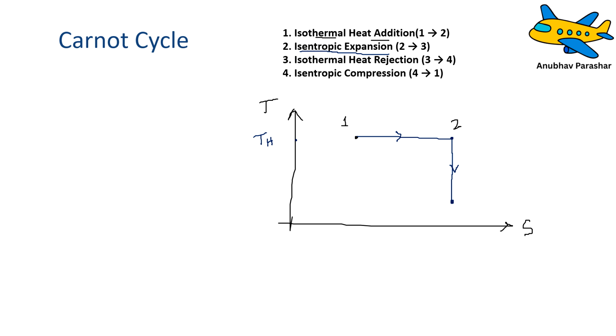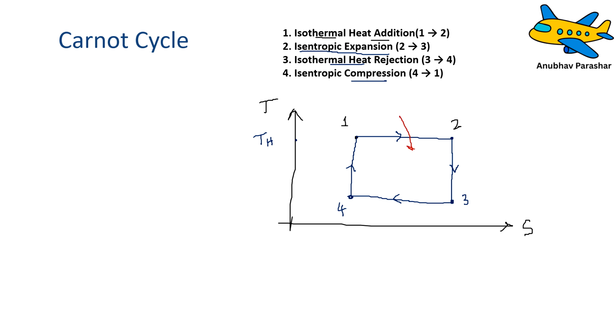And then what happens is that this is point 3, we are in stage 3, then we go from 3 to 4. Now this is the heat rejection, right? From 3 to 4, we are rejecting heat, isothermal heat rejection at a constant temperature. And then from 4 to 1, we have the compression process, isentropic compression. So there are four things that are happening.